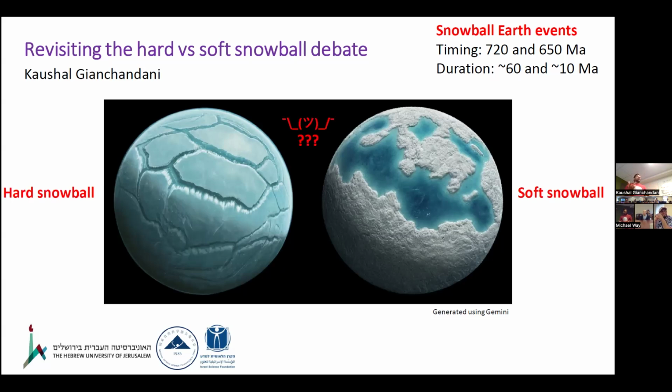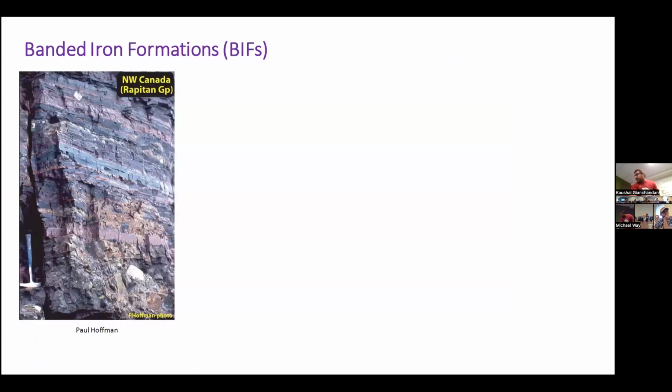But we do not know what it was. The meridional extent of ice cover during the Neoproterozoic snowball Earth events is an open question, even though the hypothesis was first proposed in 1992. So this is going to be the focus of my talk.